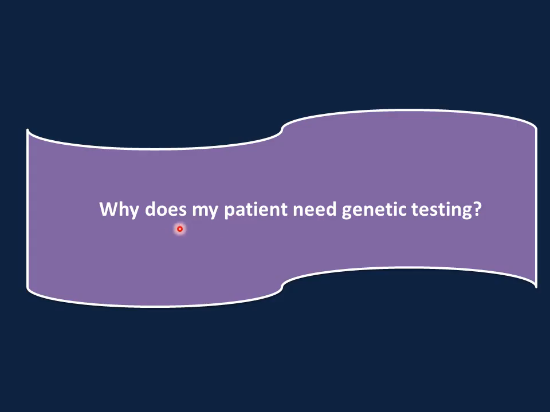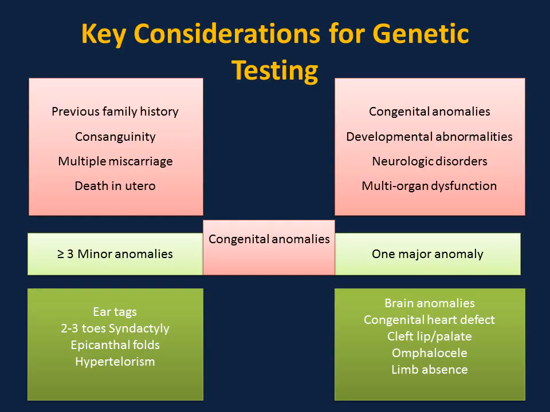The question we need to ask ourselves before we order a genetic test is: why does my patient need genetic testing? Indications for genetic testing: previous family history, consanguinity, multiple miscarriage, death in utero, congenital anomalies, developmental abnormalities like autism, neurologic disorders like epilepsy, and multi-organ dysfunction.